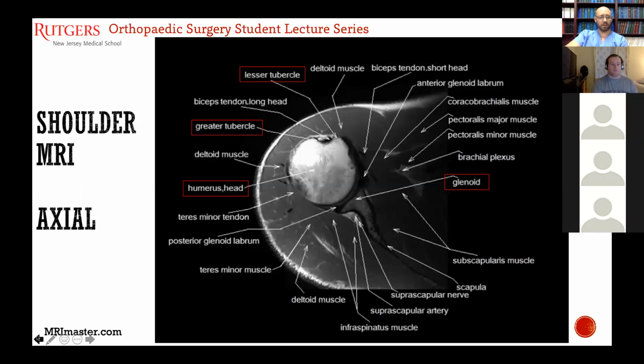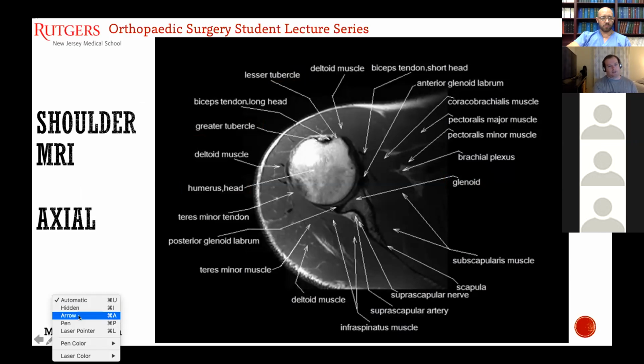Okay, so looking at this image, again, keep in mind that the long head of the biceps travels up through the bicipital groove between the lesser tubercle and the greater tubercle. You can see there's that black dot in between, right within the groove. Additionally, you have the subscap that attaches to the lesser tuberosity on the anterior aspect of the shoulder.